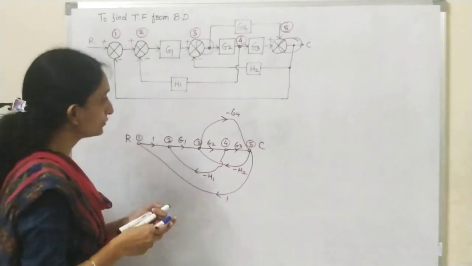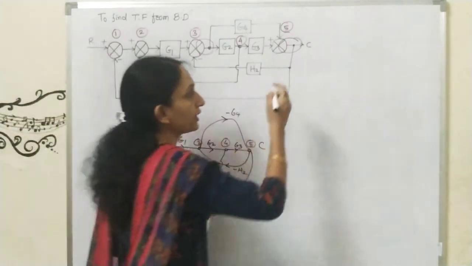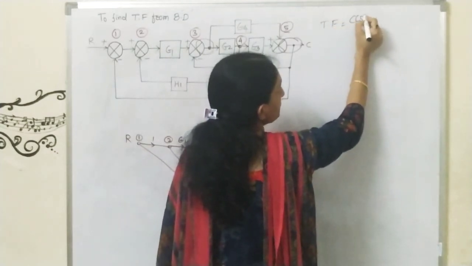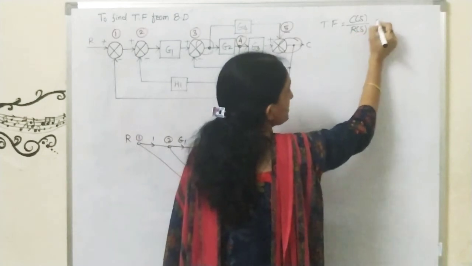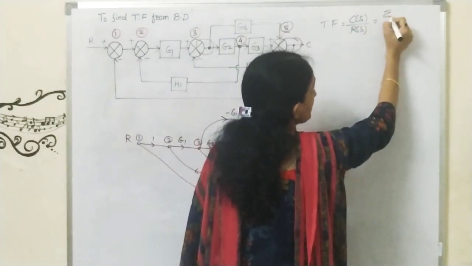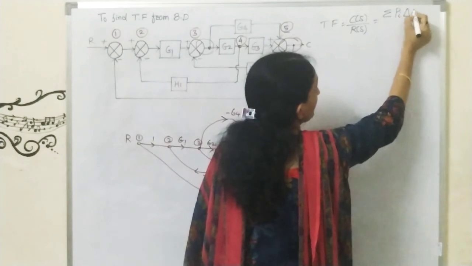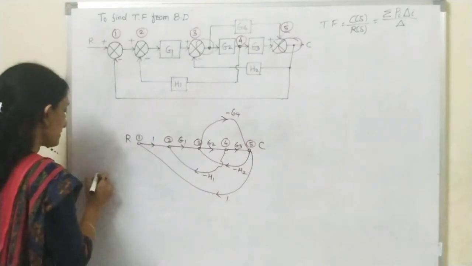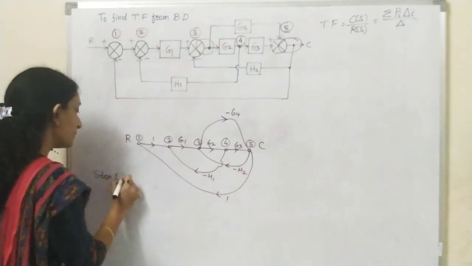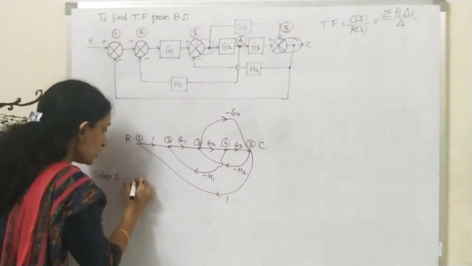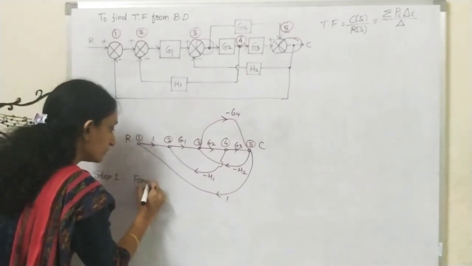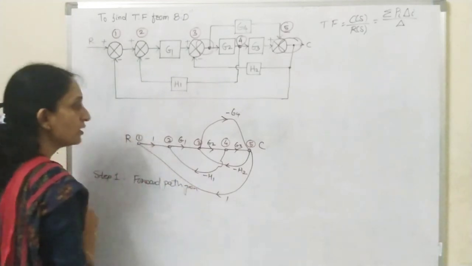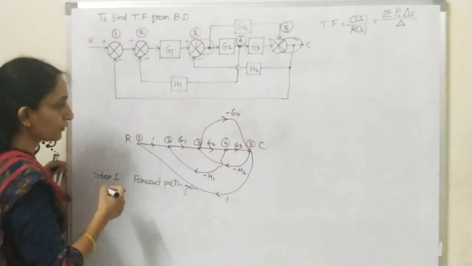Now we know how to find the transfer function from the signal flow graph. Again I will write the formula, that is Mason's gain formula. The transfer function is C(s) upon R(s), the Laplace transform of output to the Laplace transform of input, which is the summation of Pi times delta i upon delta. So step number 1 is the forward path gain. We need to calculate the number of forward paths first.